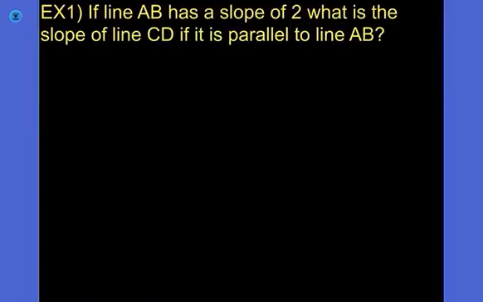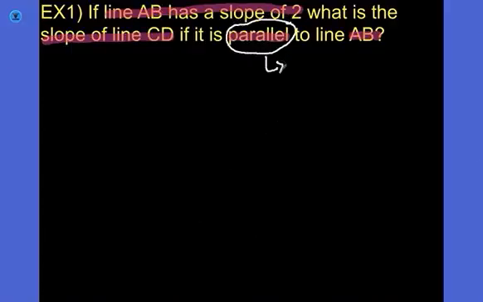So if line AB has a slope of 2, what is the slope of CD if it is parallel to line AB? So it's important that I pick out the key words here. It tells me that line AB has a slope of 2. And it asks me, what is the slope of line CD if it's parallel to AB? And so remember that if it's parallel, that means it has to have the same slope.